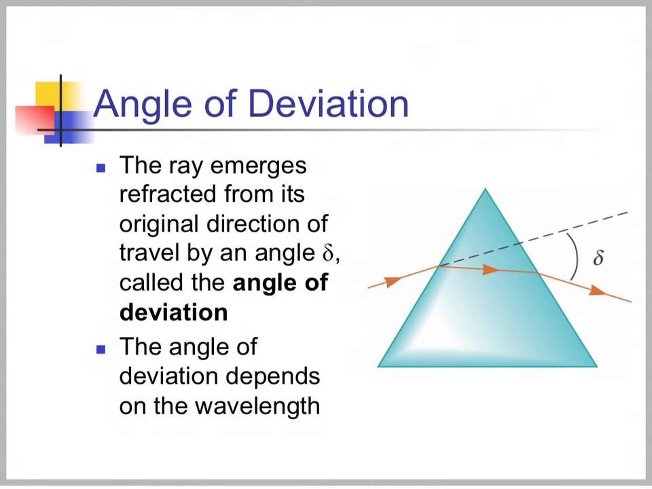So if I think of light maybe going through a prism, as it goes through and is refracted at this surface and refracted at this surface, the angle of deviation is the angle between where the light would go and where it actually comes out. And that angle of deviation now is going to depend on the wavelength.